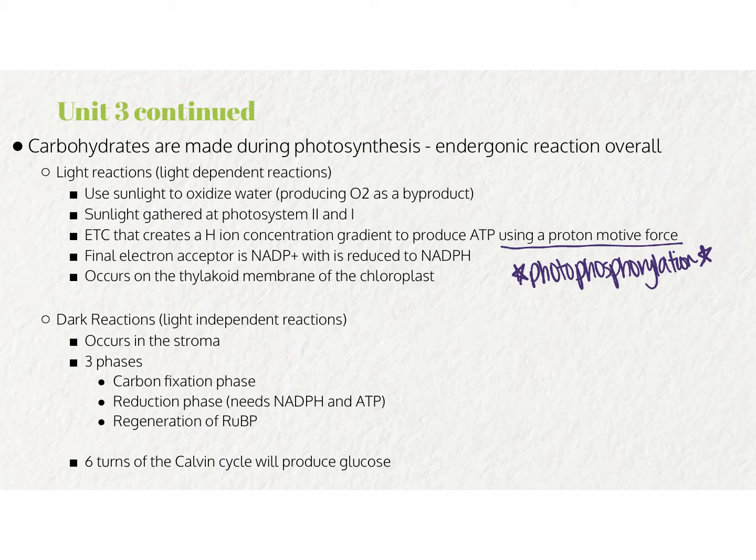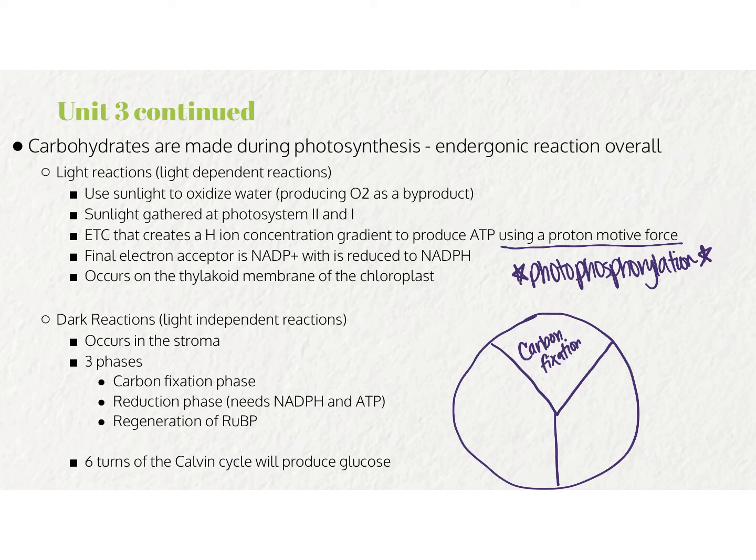Now, the dark reactions are also known as the Calvin cycle, or your light-independent reactions. They occur in the stroma, and there are 3 main phases. Phase 1 is known as the carbon fixation phase. This is where CO2 is taken out of the atmosphere and attached to an organic molecule. The second phase is known as the reduction phase. In this phase, we are going to need the electrons from NADPH and the energy of ATP to continue rearranging the molecules. The reduction phase is essentially the reverse of glycolysis.